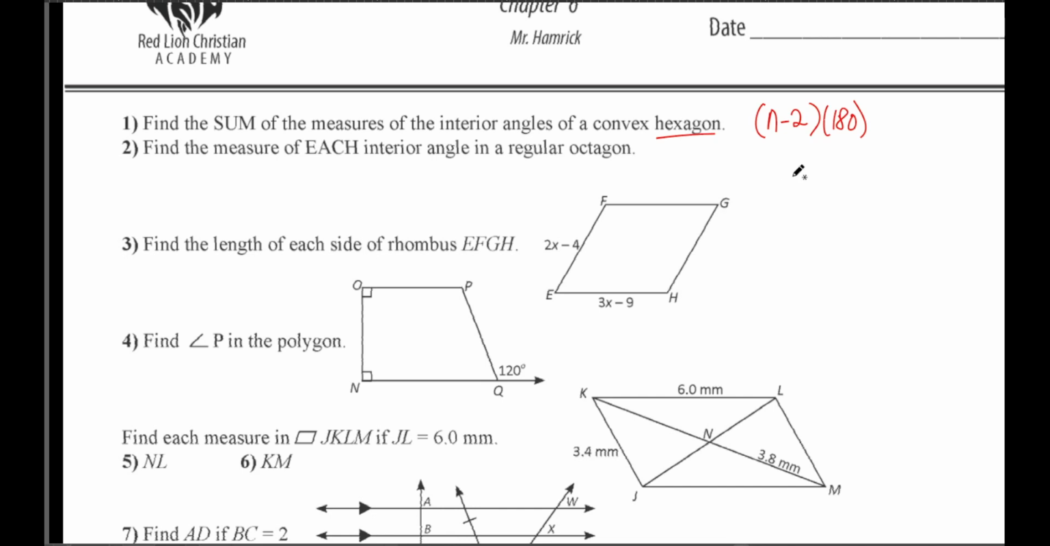All right, so anyway, what are you going to put in for the n? Hexagon is what? 6. So 6 minus 2 is 4. 4 times 180 is 720. That's how you get it, okay?